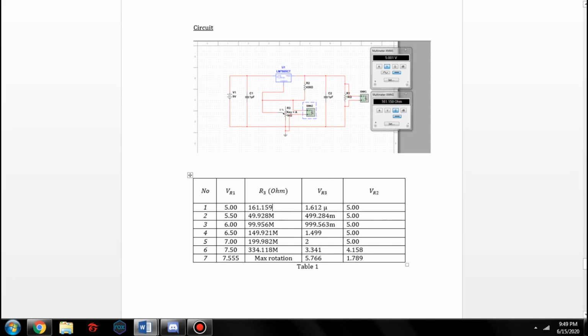For VR3 we get 5.766 volt, and VR2 keeps on decreasing to 1.789 volt.